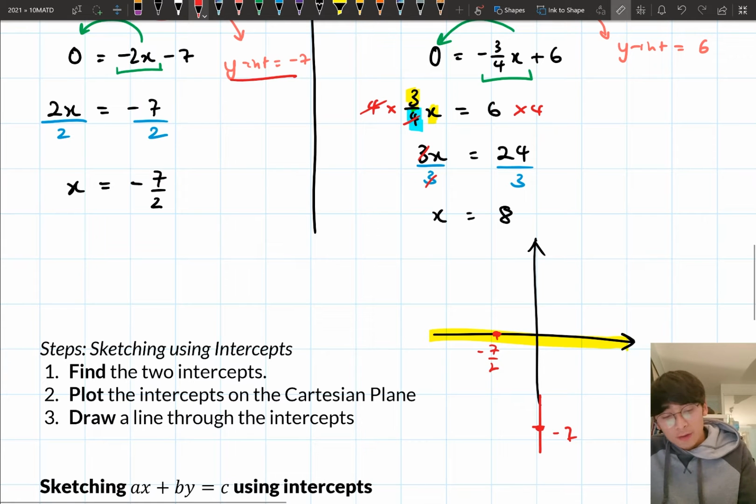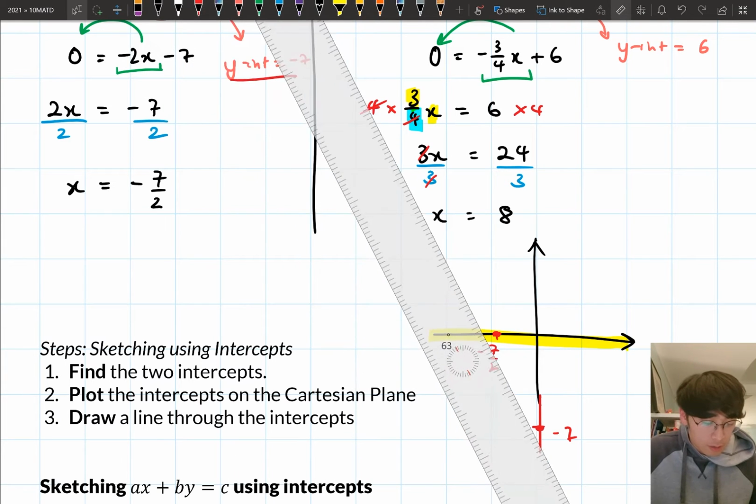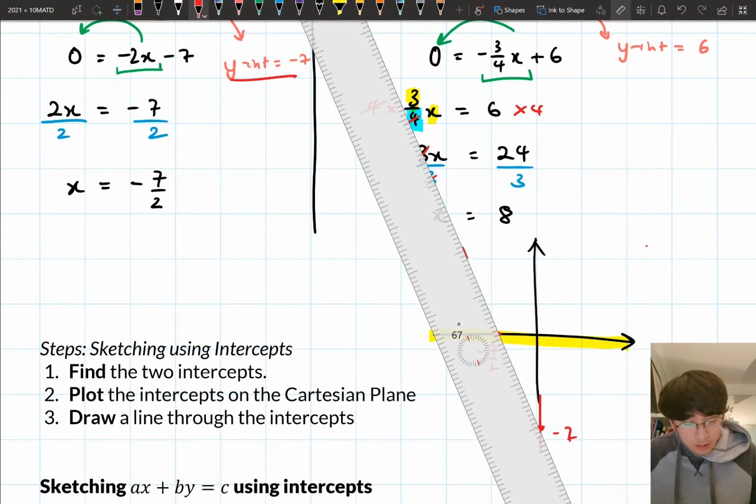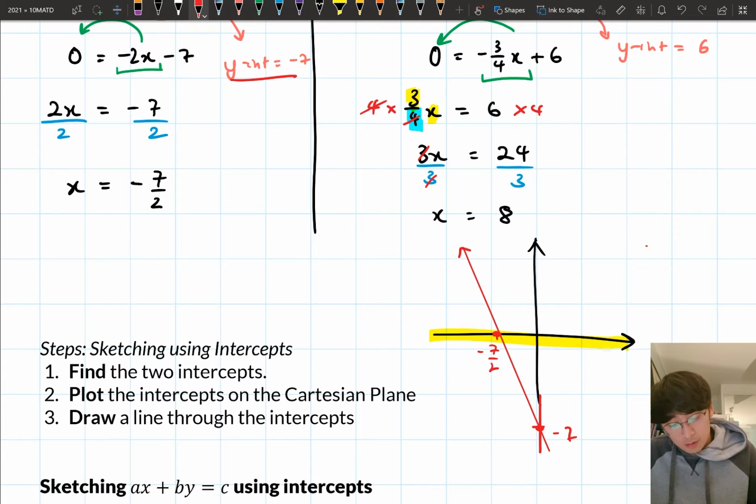And then all we need to do as a final step is just draw a line through your 2 intercepts. So then my line would look something like this. Like that. And there we go. That is how we sketch our line on our Cartesian plane.